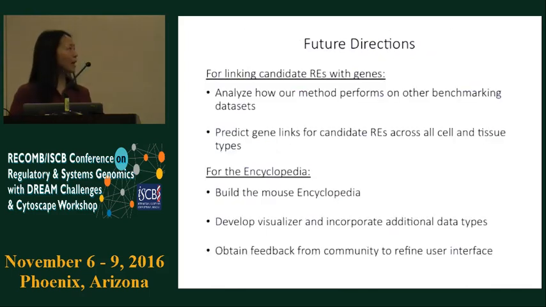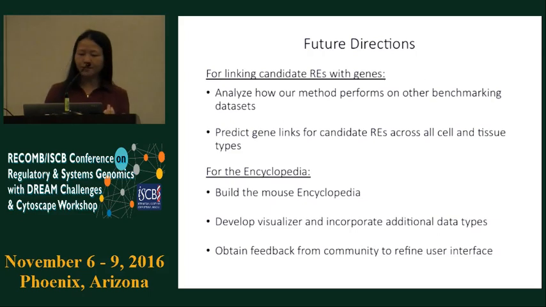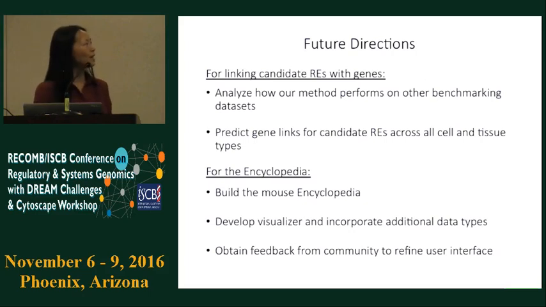So I feel like I need to give you a summary. I just told you about the effort of the ENCODE Consortium for data production and for integrating the results to build the encyclopedia. The future direction for my group is, in addition to linking candidate REs with target genes, to analyze how our method performs on other benchmarking data sets and make predictions for candidate REs across all ENCODE cell and tissue types, and then build all of these into the human and the mouse encyclopedia.